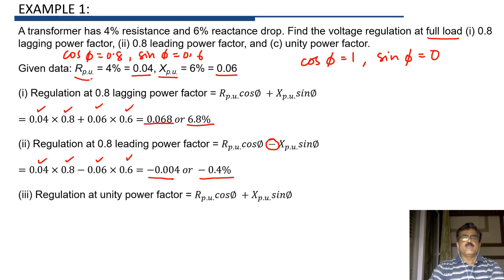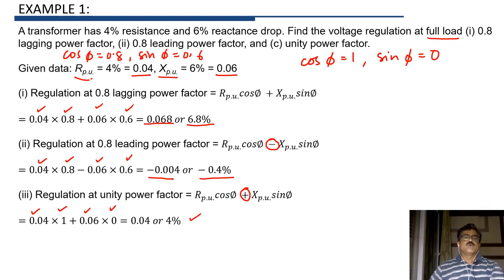And now we can calculate the regulation at unity power factor. In this case I will have to use the plus sign because the power factor is unity. Again substituting the values of RPU, cos phi, XPU and sin phi, I can calculate the regulation. So it is equal to 0.04 or it is equal to 4%. So in this way you can calculate regulation at different power factors using per unit resistance and per unit leakage reactance of transformer.